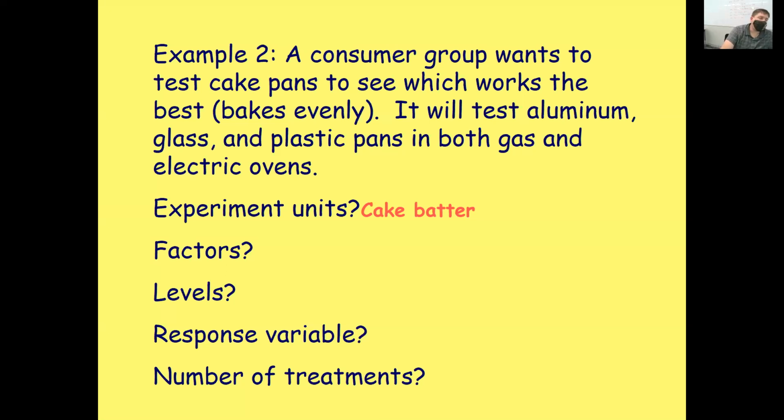Very good, both the pan and the oven type. So you've got to make sure that there's two different things going on at the same time, right? You're going to fit into one of the pans and you're going to go into one of the ovens. So that means how many levels do I have?